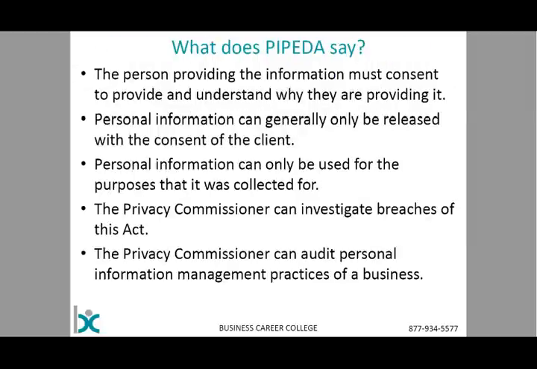So PIPA has five main areas that it focuses on. The first is around consent for collection of information. That means that as a business person, you can only take information if the customer or the client consents to provide that to you. And part of consent is understanding why they're providing it to you.